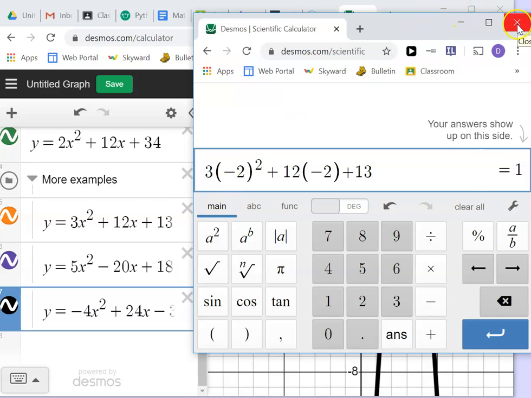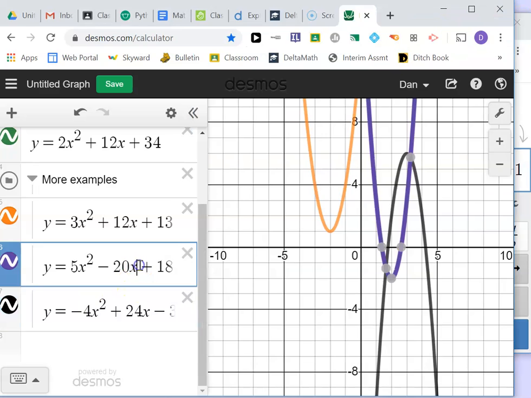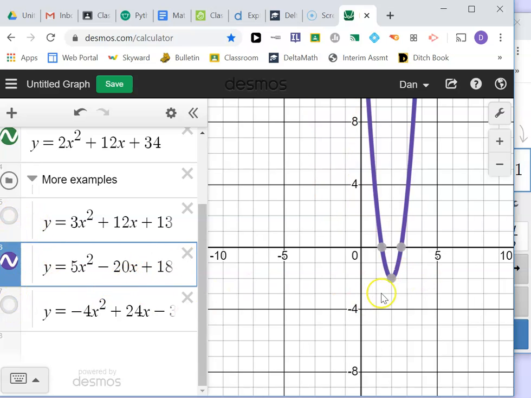So let's do another one here. Get rid of this, and we know that this is at 2, -2, but how could I figure that out without graphing it? Well, first take this number, cut it in half, you get -10, make it +10, and then divide by this, so you get 2. So we had a +10 divided by 5 is 2.